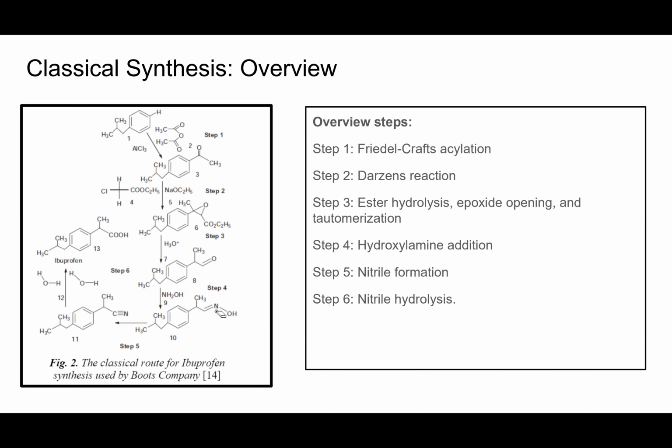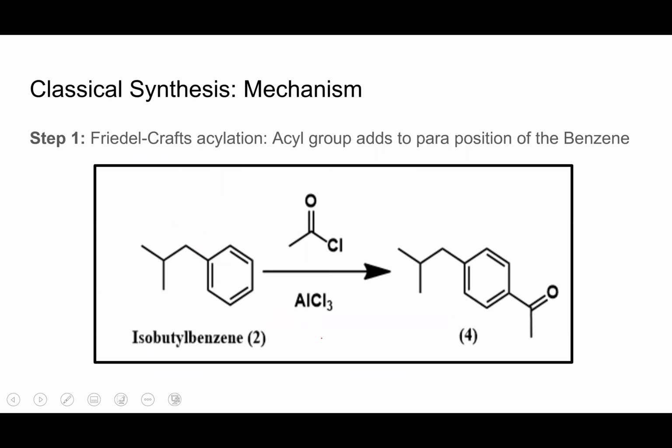Okay, classical synthesis. So this is a mechanism for the classical synthesis. It consists of 6 steps, and this is the overview of the steps. The first step is a Friedel-Crafts acylation. So basically what we have here is this acyl group that adds para to the hydrocarbon substituent, which is electron donating. So it can either add ortho or para, but we have steric hindrance, so we will choose the para position.